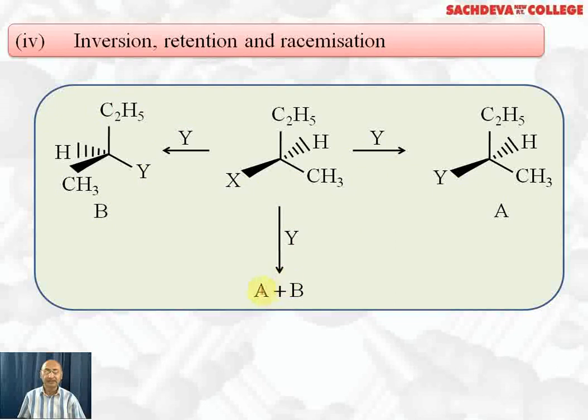And on this side we will get both B and A, that is, retention as well as inversion both are taking place, which will lead to racemization. So here on this side inversion is taking place, on this side retention is taking place, and here racemization is taking place because we get an equal amount of dextro and levorotatory substance.